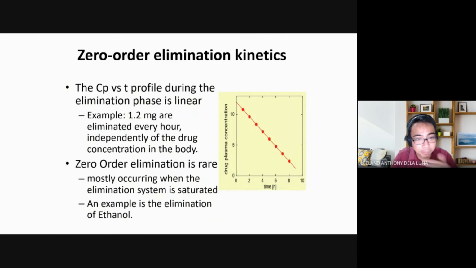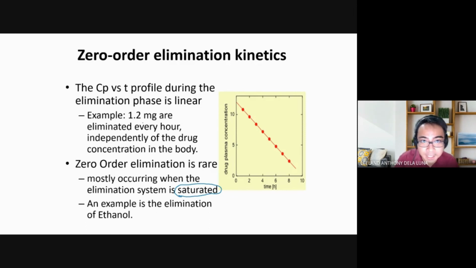So before I talk about first-order, let's discuss this first. So, class, in zero-order process, the plasma level versus time curve during the elimination phase is linear. Okay, oftentimes. It only occurs, class, when a system is saturated. As I said, class, all drugs will start as a first-order process. When does it become zero-order? When the saturation point is reached. There are drugs that follow zero-order reaction simply because their saturation point is near their therapeutic concentrations, near their minimum effective concentrations. Okay?